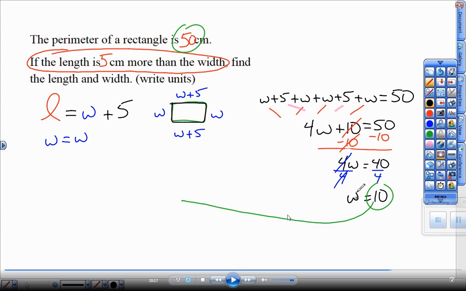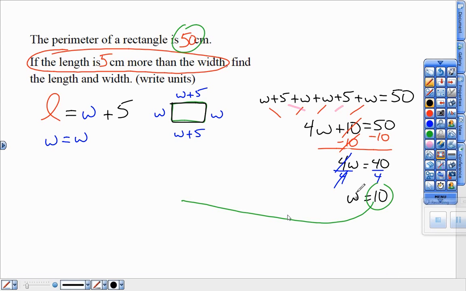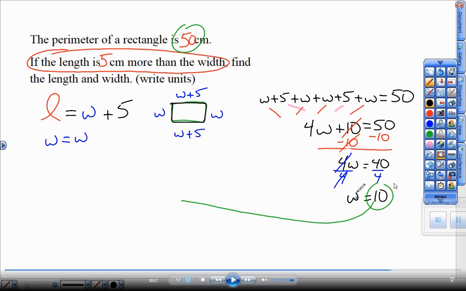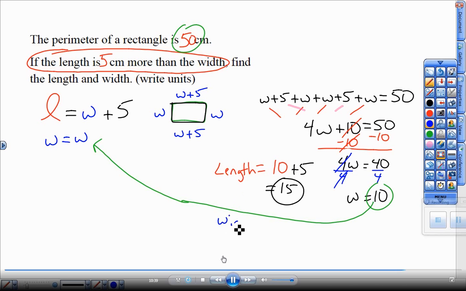And then when you have that W equals 10, you should know that that's the width. That's not the length, that's the width. So if I take that 10 and put it right here, there's my width. And if I put that 10 right here, that will give me my length. So here I go. My length is that width number 10 plus 5. That gives me a length of 15. And my width is just going to stay 10.